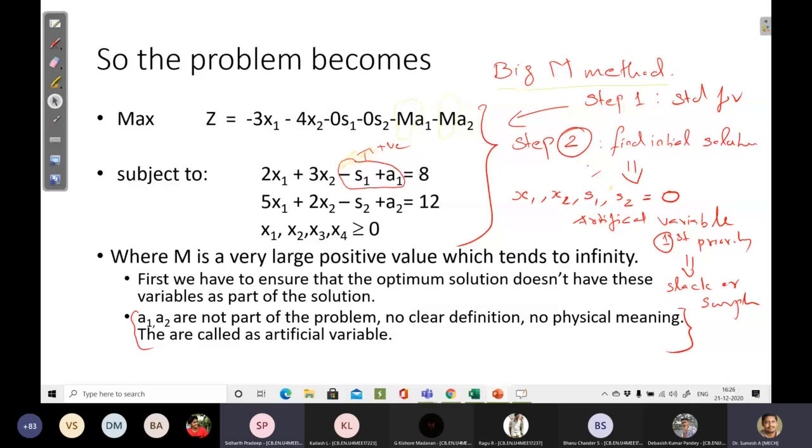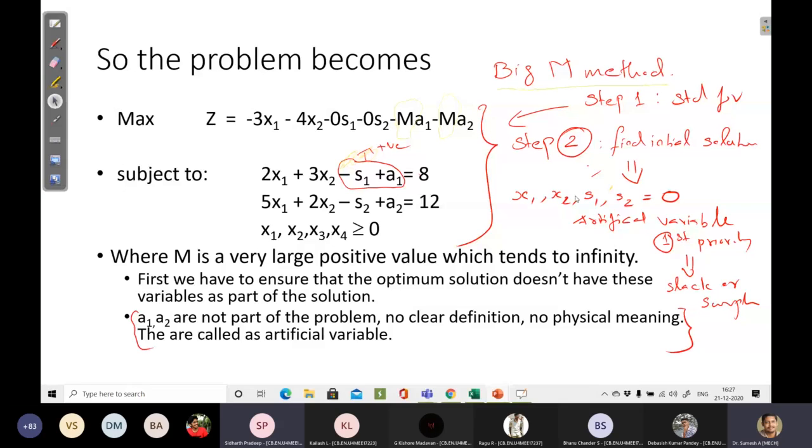Sir, X1, X2, X3 and X4 are not there, no? Which one? In that subject to equation, X3 and X4. Where, sir? Not X3, S1, S2. Sorry, okay, I have written here. Is my writing not visible to you? It's visible, sir. Okay, sorry, sir. I meant the other one, sir.